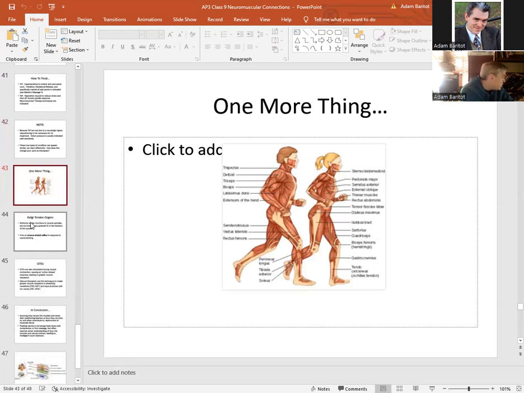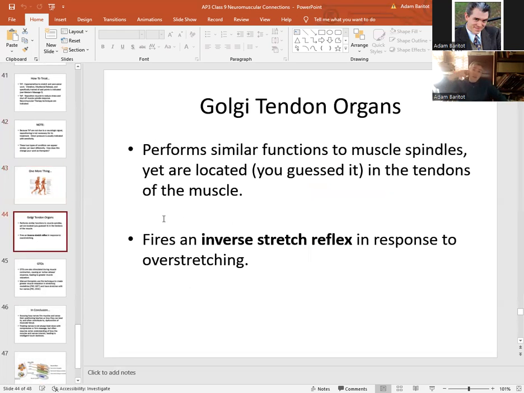But I did mention there were two nerves. The other nerve that you will see is the Golgi tendon organs. These are found, you guessed it, in the tendons, and they do a similar function to the muscle spindle. They prevent overcontraction and overstretching.